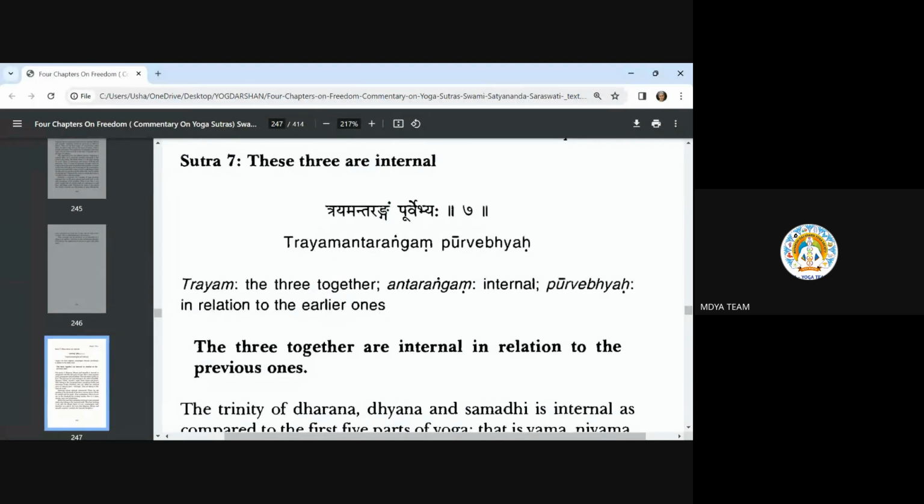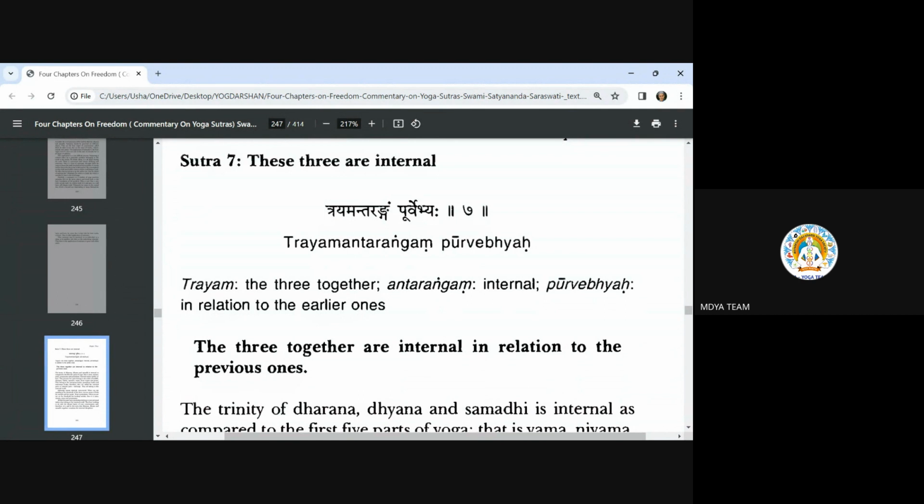Hearing it, is that point clear to everybody? Yes, madam. Yeah. So, Trayam Antarangam Purvebhyaha. So, what it is saying is, in relation to the previous limbs, what are the previous limbs? Yama, Niyama, Asana, Pranayama, Pratyahara. These five are the Purvebhyaha, the limbs which we have practiced or looked at earlier. Those are called the Bahiranga. And the ones that we are looking at right now, the Trayam, those three together, Dharana, Dhyana and Samadhi, these are called Antarangam, the internal practices.